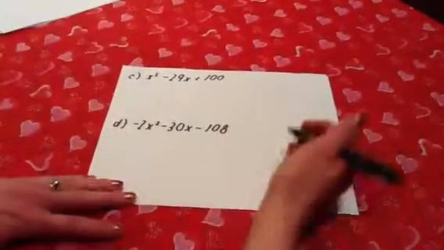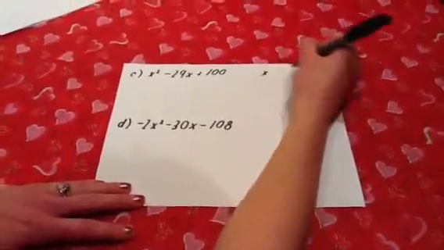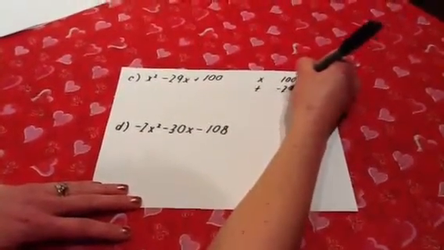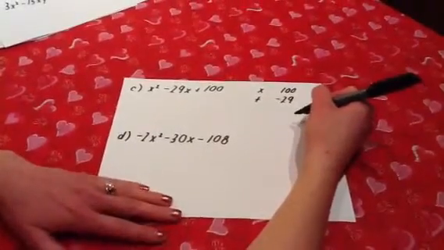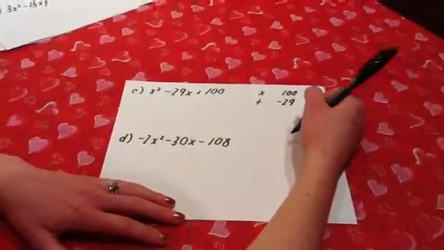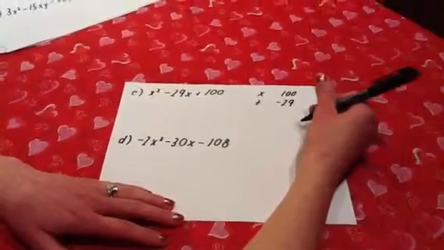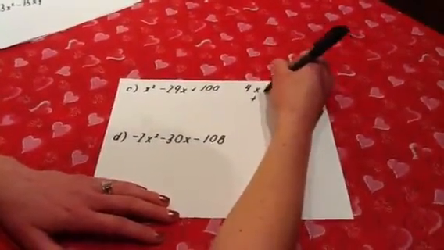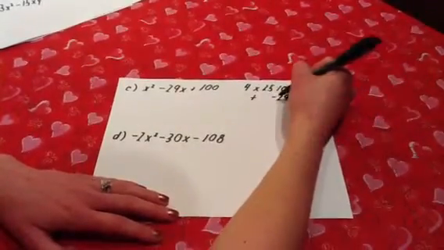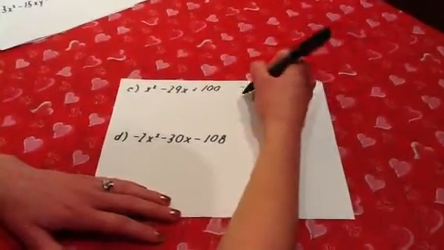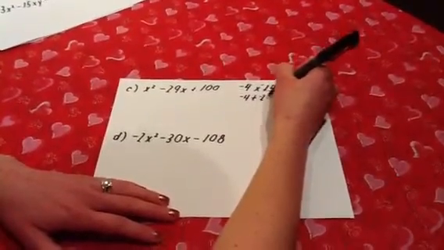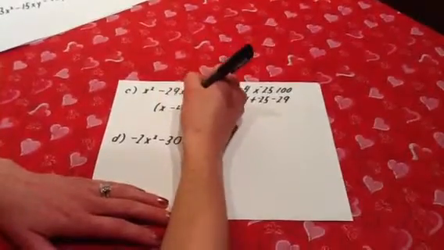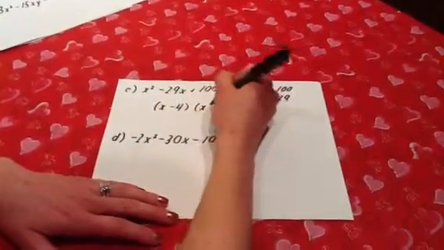So this one here, we need numbers that multiply to give me 100 and add to give me negative 29. So factors of 100, 1 times 100, that won't work. 2 times 50, that won't work. 4 and 25 would work. And this time we need negative 29 again, so they're both going to have to be negative, because if I add 2 negatives, we'll get negative 29. So factors are x minus 4 and x minus 25.